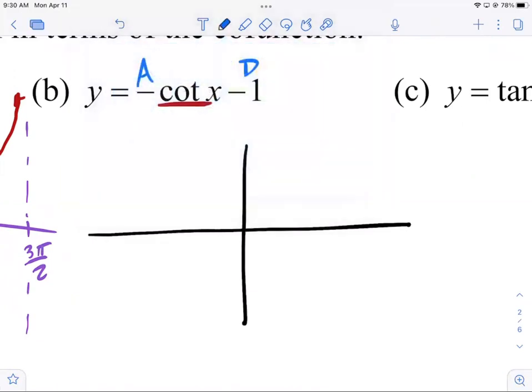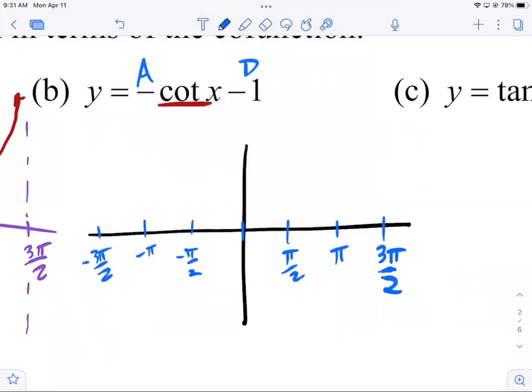Y-axis, X-axis. The critical values are the same, right? So we got 0, 1 pi halves, 2 pi halves, 3 pi halves, etc. Make sure they're spaced evenly, right? And then in negative land, we got negative pi halves. We go a little bit further in negative land here. For sine and cosine, we didn't. We just had one negative value. But because tangent kind of straddles, it's nice to have a few more negative values here. But you could have just at least one negative value again.